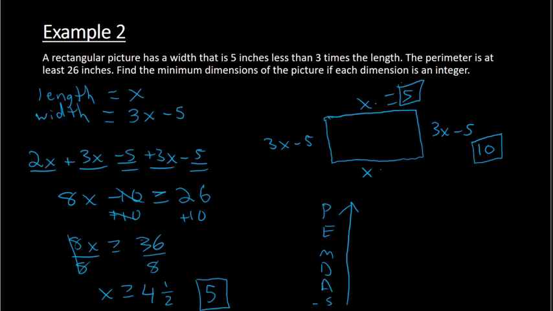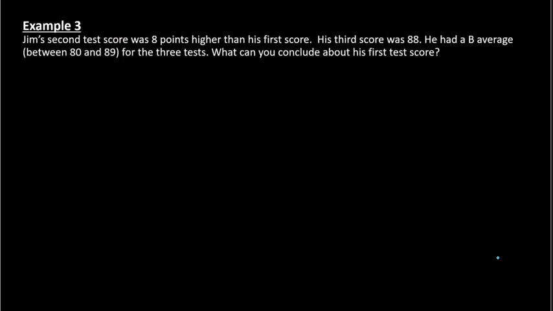So now we've seen 2 examples. Let's look at one more example. So example 3 says Jim's second test score was 8 points higher than his first score. His third score was 88. He had a B average, between 80 and 89, for the 3 tests. What can you conclude about his first test score?